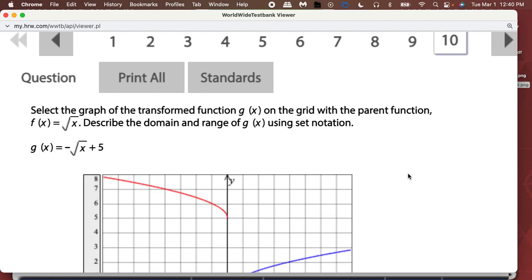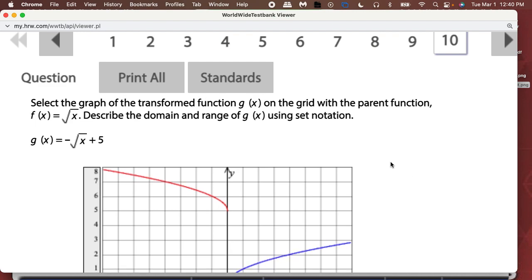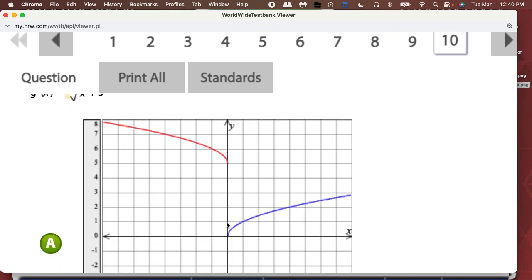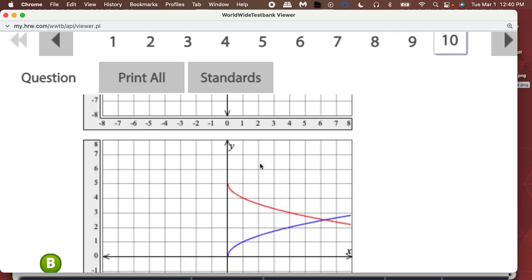We get to select the graph from the parent function, describe the domain and range using set notation. So what your graph is looking for is that the original beginning of your square root function goes up 5, and then it reflects across the x-axis. So this guy went up 5, but it reflected across the y-axis. It flipped across this axis here. So A is not the answer.